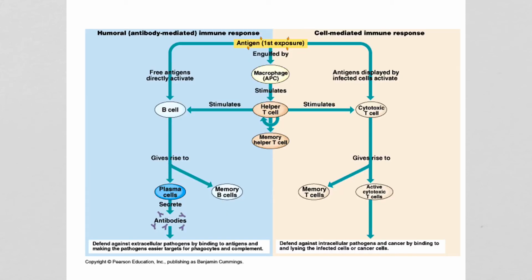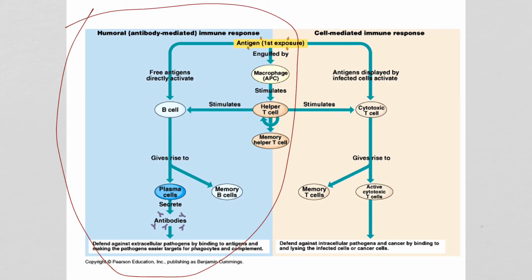So again, let's look at this diagram. If you understand this, you can pretty much explain your specific immune response. Let's start out on this side, the humoral or antibody-mediated side of the response. You're exposed to an antigen. That antigen is engulfed by a macrophage, which is going to break it down, and it's going to present it to a helper T cell.